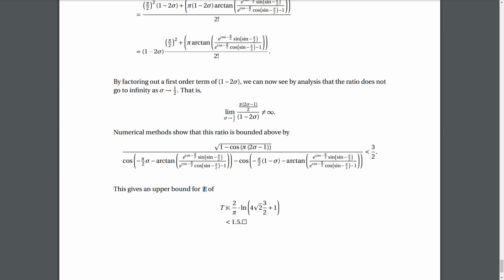And so now we have that t is less than 2 divided by pi, which was there before, times the natural log of 4 times square root of 2 times 3 halves plus 1. So this 4 is knocked down a little by that, times 3, this becomes 6 times square root of 2 plus 1. So 2 times the natural log of 6 square root of 2 plus 1 divided by pi is bounded above by 1.5. Riemann's theorem is true whenever t is greater than this upper bound for that t, so 1.5.